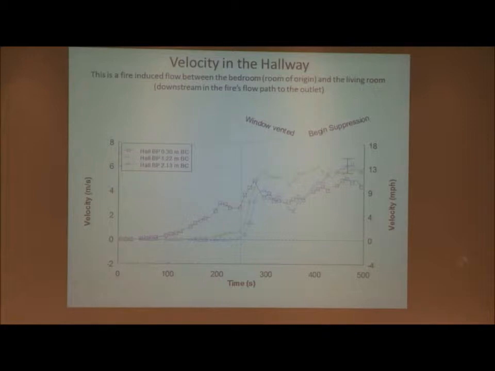Once that window fails, look at what happens. We get a well-mixed environment floor to ceiling with velocities ranging from, say, 9 miles an hour to 13 miles an hour. So now you're in a hot convective flow if you were in that hallway. So not only did the temperatures increase dramatically, the airflow increased around you.